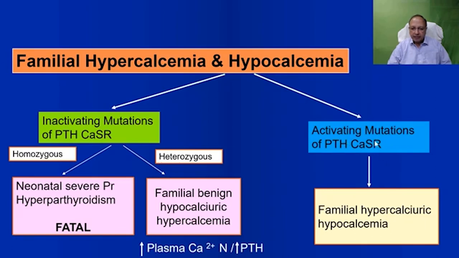But when there are activating mutations of the parathormone calcium sensing receptor, what happens? It leads to the condition called familial hypercalciuric hypocalcemia.